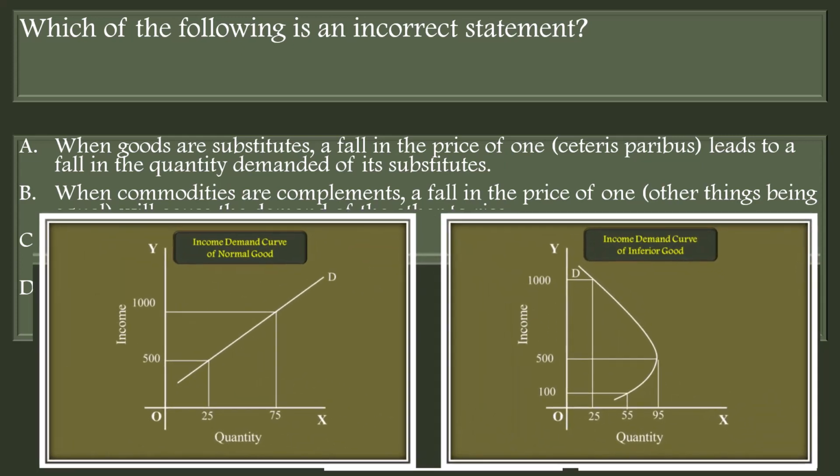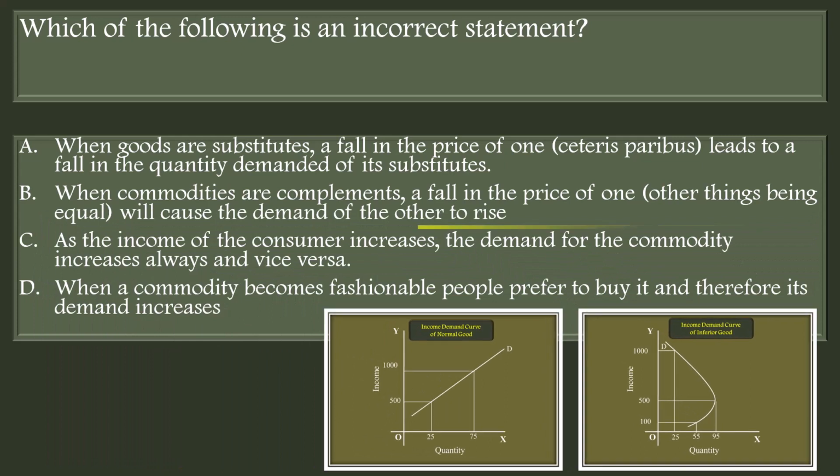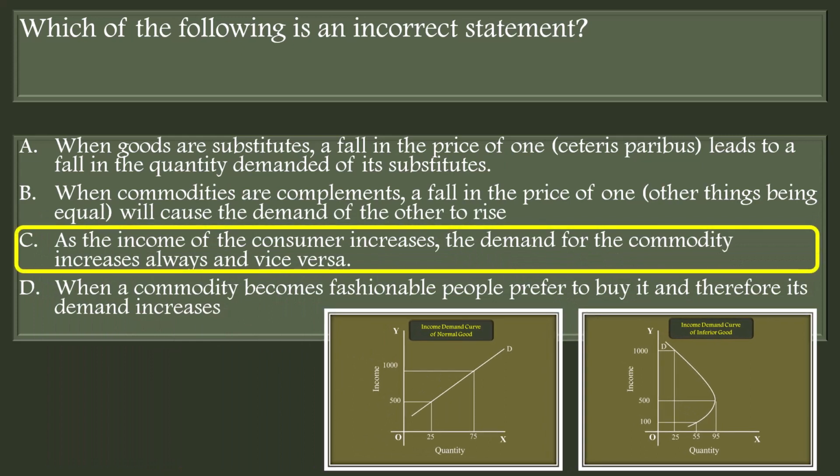Look at these graphs. In the case of normal goods, quantity demanded always increases with an increase in income. But in the case of inferior goods, once the income crosses the subsistence level, quantity demanded decreases with an increase in income. So, the statement of option C is incorrect. Option C is the right answer.